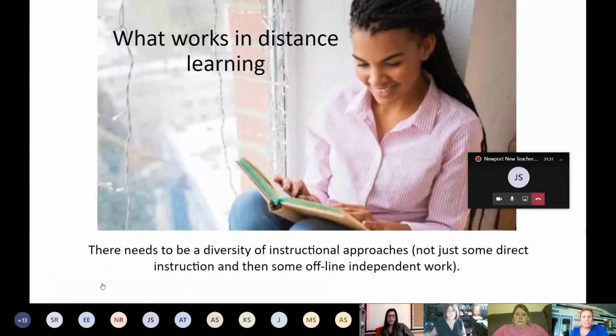We also know that we have to have a diversity of instructional approaches. If you were in the education profession last spring, this may or may not have been the case, because we were under a lot of pressure. We had to do things quickly. What we want to make sure is it's not just kids pulling assignments off of Google Classroom, that we are using a variety of instructional approaches, just like we would in our regular classroom. And that includes small group, discussion, and various collaborative activities.